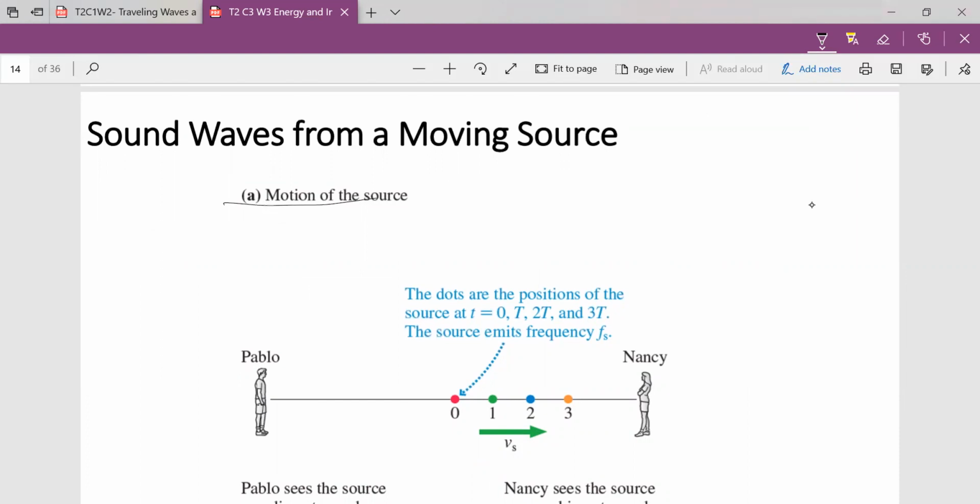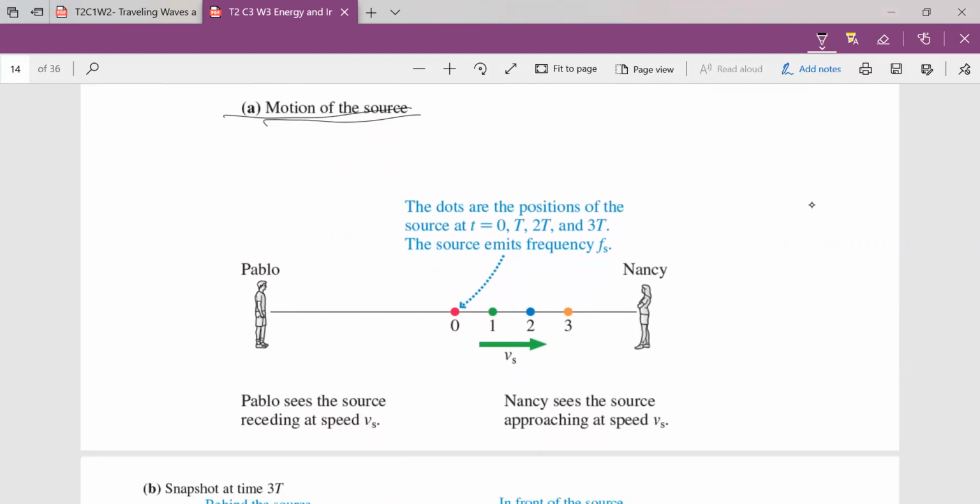For example, in this figure A here, the motion of the source, we see the man Pablo and the lady Nancy. The dot sign here represents the position of the source at different times. The source emits the frequency Fs, that is the frequency of the source. Pablo sees the source receding from his end, while Nancy sees the source approaching towards her end, because the source is going this way.